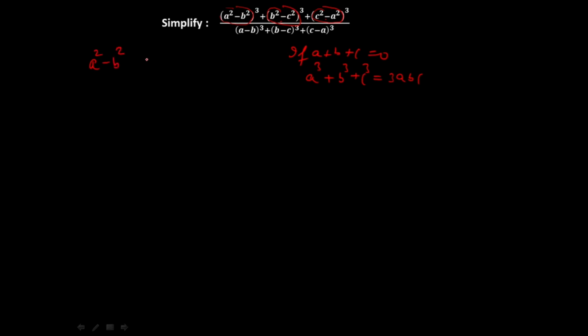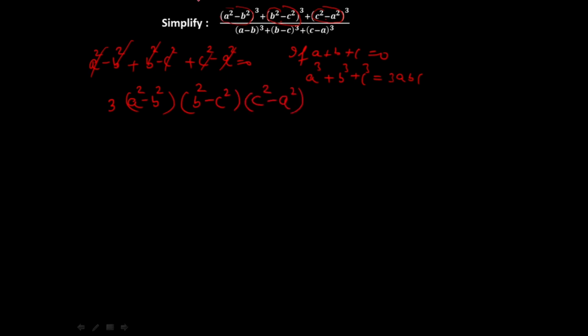This is a, this I'm assuming b, and this I'm also assuming c. So let's see what is the sum of all. The sum is 0. It means I can write the numerator as 3 times a, b, c. What is a here? This is a. What is b? And what is c here? This one. So this numerator can be written in this way, because I proved a plus b plus c is equal to 0.